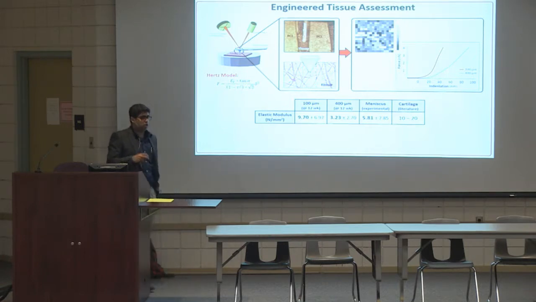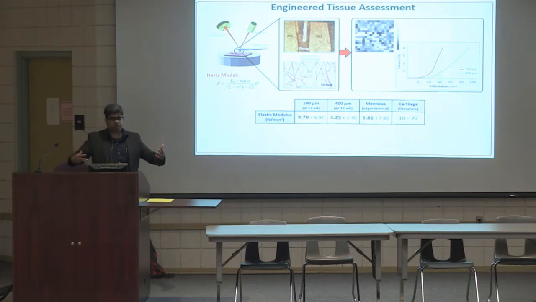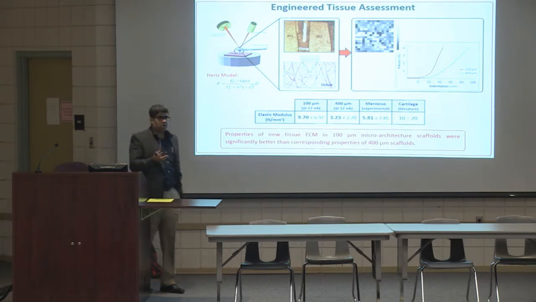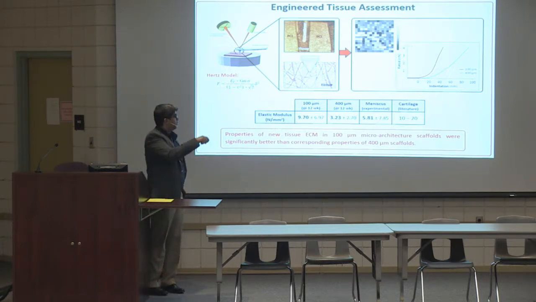So essentially, although the total volume of cells and new tissue that was formed was the same, in terms of the structure and the mechanics, the 100 microns design, the microarchitecture, resulted in a better engineered tissue, so to speak. And the values that we got from this tissue were within the range that is found in a normal human meniscus or even cartilage that we tested.